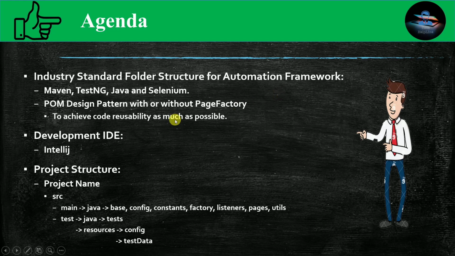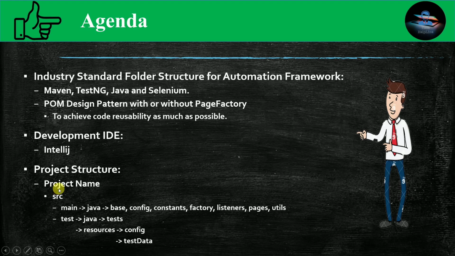Basically, this POM design pattern is there to achieve code reusability as much as possible. That is one of the advantages of using the Page Object Model design pattern. For today's demo, we are going to use IntelliJ as the development IDE. It is up to you, whichever development IDE you want to use, you can use that. And then this is our project structure.